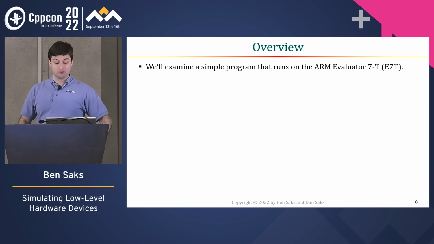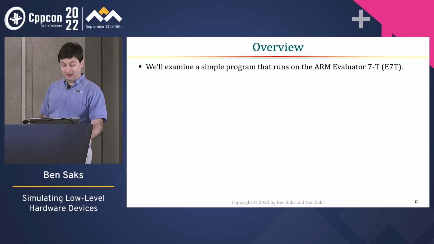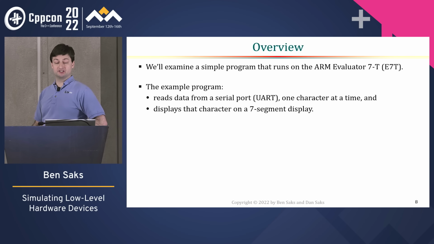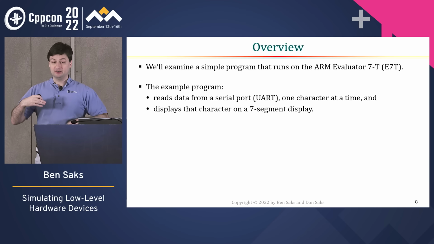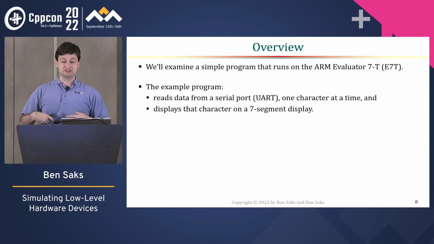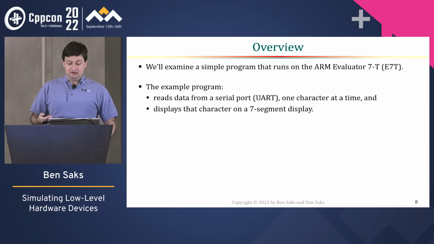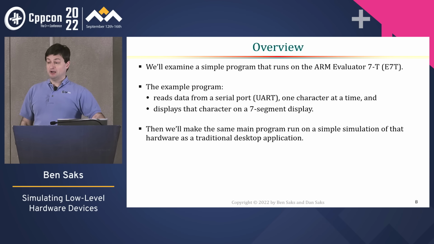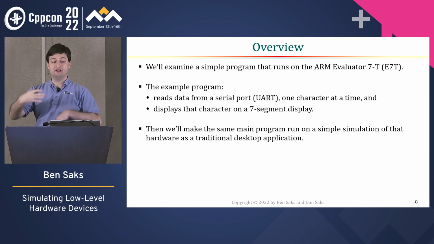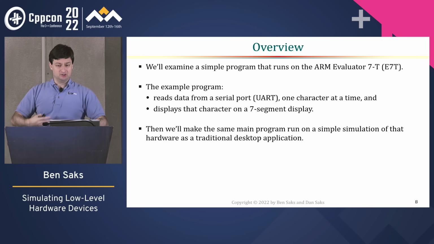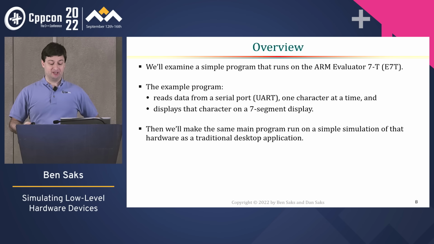I'm using an example program that runs on the ARM Evaluator 7T. It's a pretty simple program. It just reads data from a serial port, one character at a time, and shows that character on a 7-segment display. I have a picture of this coming up in just a moment. So we're going to start out by making the program work on real hardware, and then we'll see how we can also make it work in a simulated environment on a typical desktop application.